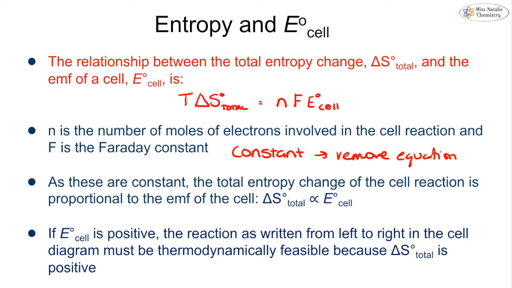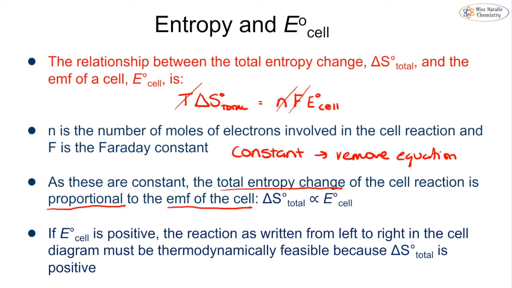We also carry this out at a constant temperature, which is always 298 Kelvin. So we can then get rid of the T, the N, and the F, because these are all constant, and that leaves us with the total entropy, the E naught cell, and the EMF. What this tells us is that the total entropy change of the cell is proportional to the EMF of the cell, meaning if the total entropy is positive, your EMF should be positive as well.